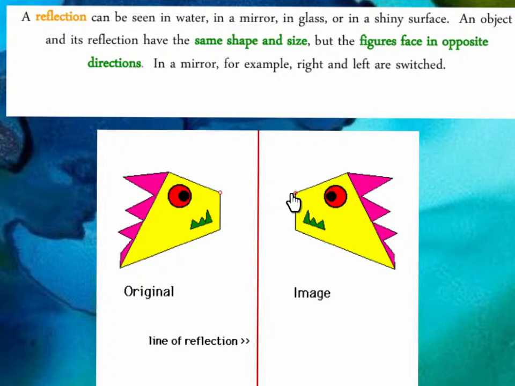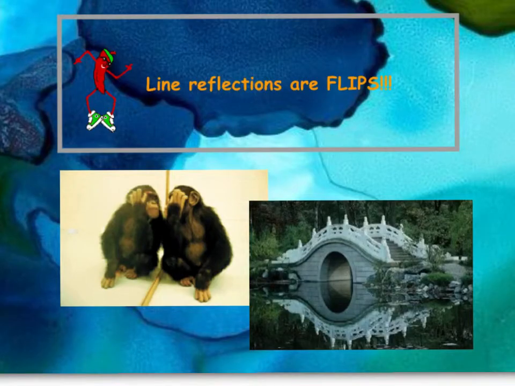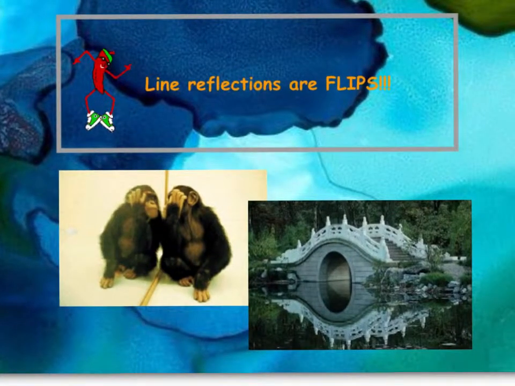This point was here, now it's flipped to this side. So here's the original, here's the image, and this red line is our line of reflection. It would take the place of the water, mirror, glass, or shiny surface to reflect our image. We're going to discuss how to do that with just one coordinate point. So just a reminder, line reflections are flips. You're just flipping the object. And here are some examples of objects being flipped.